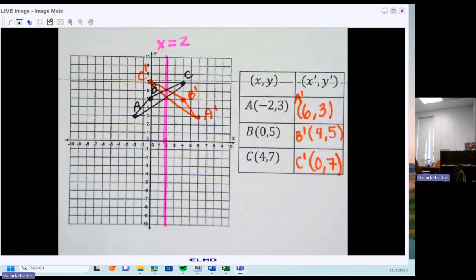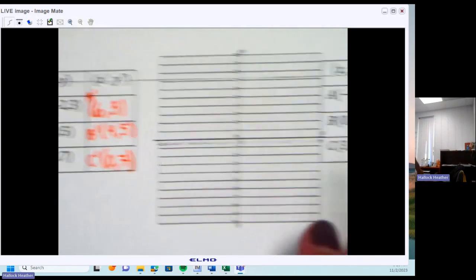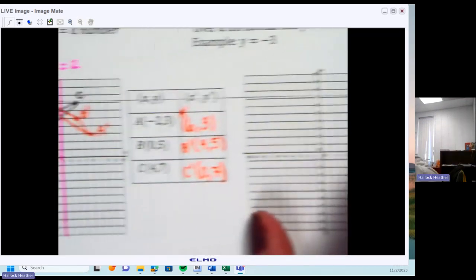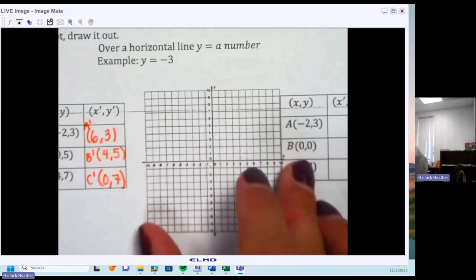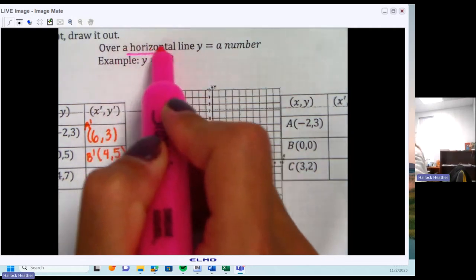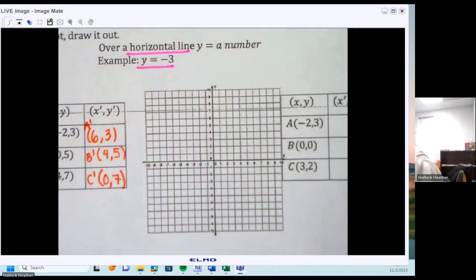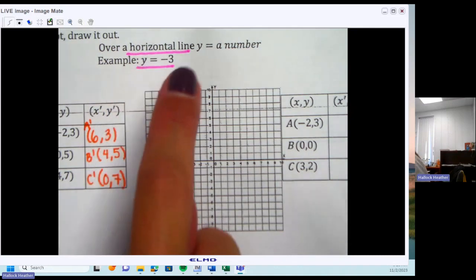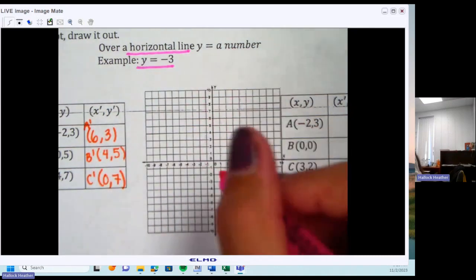Okay, so the next one says over a horizontal line, y equals a number. I'll zoom out so you can see it. So over a horizontal line, y equals a number, meaning any number, doesn't matter. An example of it is going to be y equals -3. So this time it's a horizontal line. To draw my line of reflection, because it says y, I'm literally going on the y-axis to -3. I'll start with a point at y, -3.